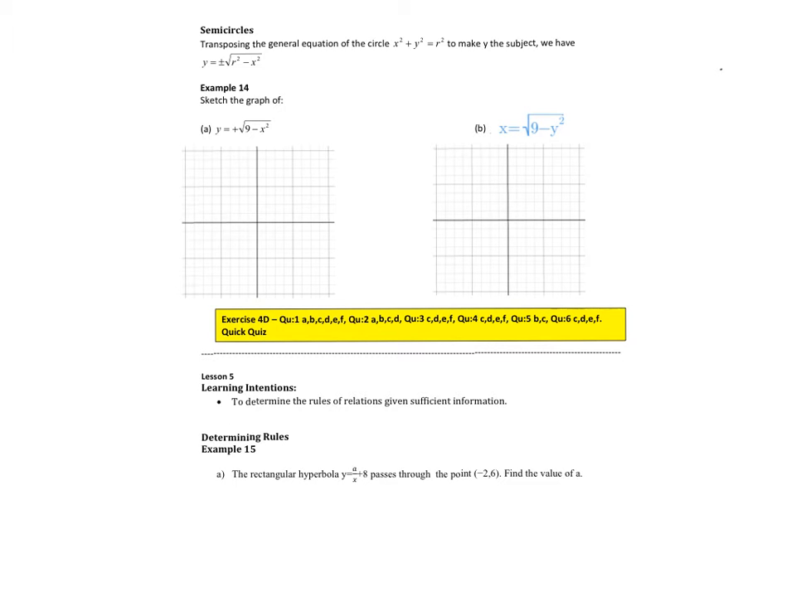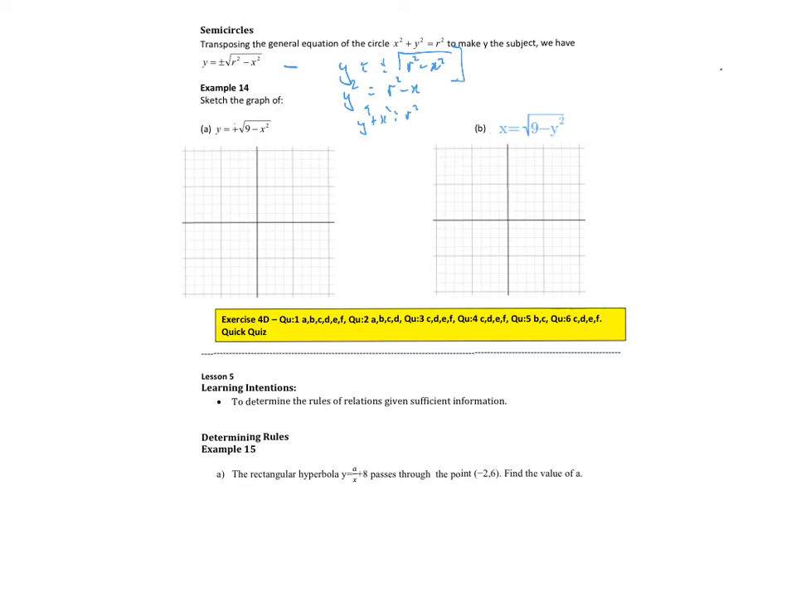Okay, so to finish off our circle section, we're going to look at semicircles. If we consider something like y is equal to plus or minus the square root of r squared minus x squared, and I square both sides, I get y squared is equal to r squared minus x squared. So y squared plus x squared is equal to r squared. You can see straight away that if I rearrange that, I can get a circle.